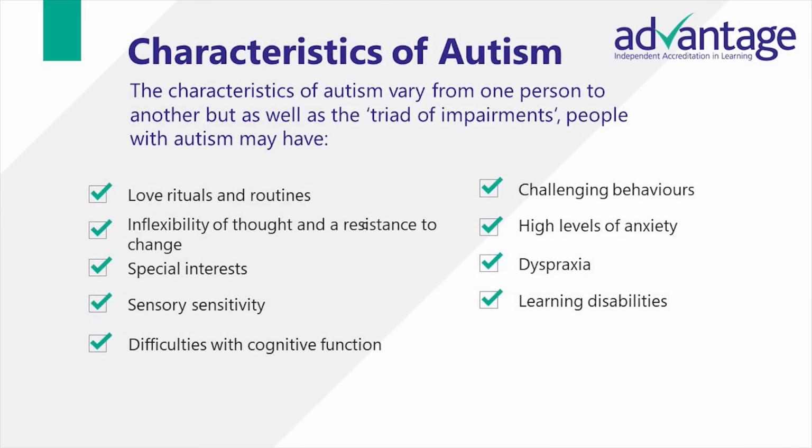So what are the characteristics of autism? It's a truism to say that if you've met one person with autism, you've met one person with autism. Each and everybody is different, but alongside the Triad of Impairments, the following may also be true. People with autism may love rituals and routines, may have inflexibility of thought and a resistance to change, may have special interests, may have sensory sensitivities. They might have difficulties with cognitive function. They might have challenging behaviours, high levels of anxiety, dyspraxia, or learning disabilities.